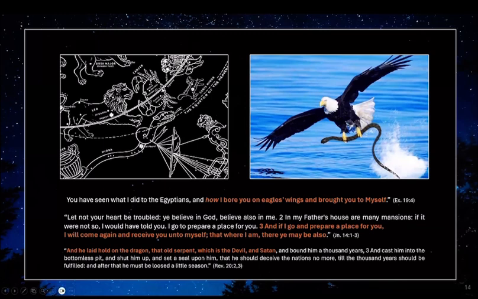So, in addition to an eagle and its wings over an enclosure over Basra, you also have the imagery, the symbolism of an eagle, I believe, laying hold on the serpent, which is the devil, right, and binding him 1,000 years. Pretty interesting.